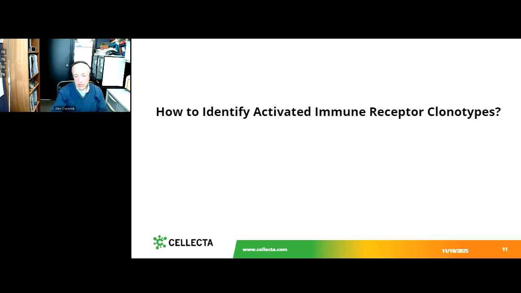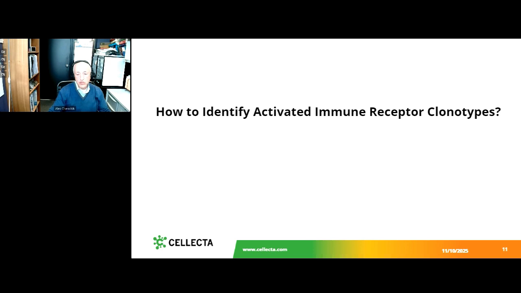The next question is rather practical. Okay, we identify all these 100,000 clonotypes. What are we going to do with these guys? Definitely the number one problem in this type of study is how to identify clonotypes which are activated by, for example, different disease conditions or drug treatment or, for example, vaccination.